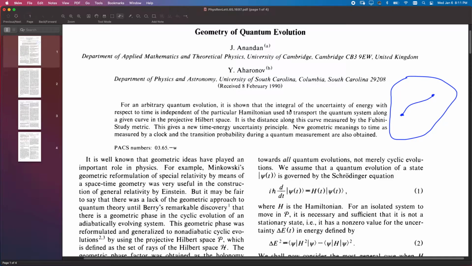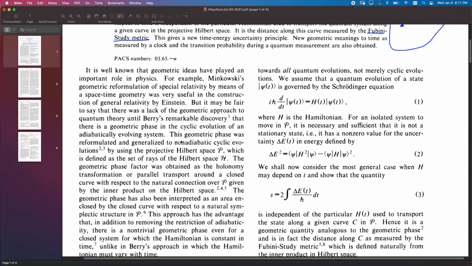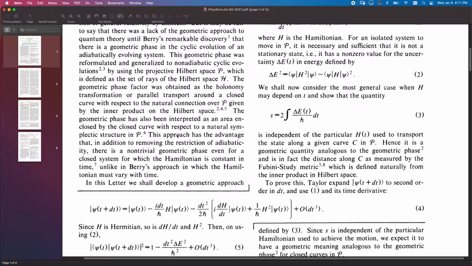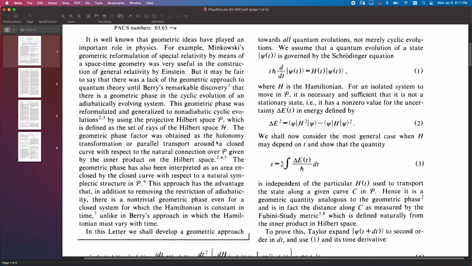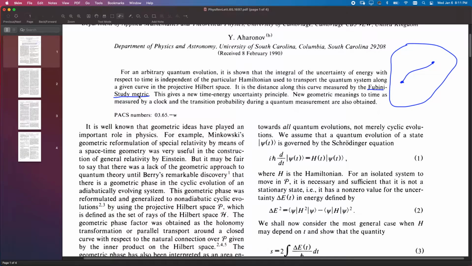Independent of the particular Hamiltonian to transport the quantum system along a given curve in the projective Hilbert space, whatever. It is the distance along this curve measured by the Fubini-Study metric. So the Fubini-Study metric, I've skimmed over this paper, and they tell you what it is, but they don't derive it or give any sort of detail on it. So I'm going to have to supplement this paper with another paper to try to understand this Fubini-Study metric.